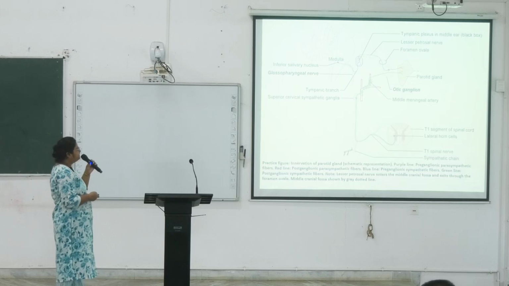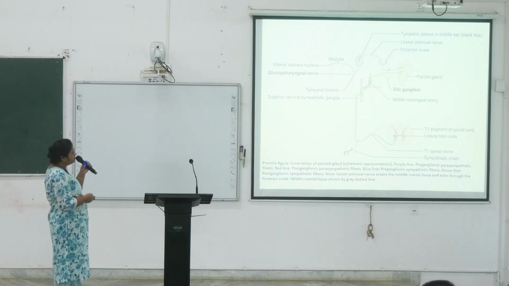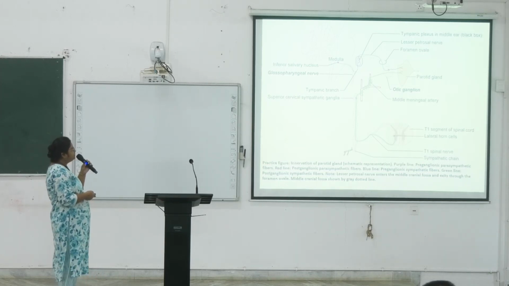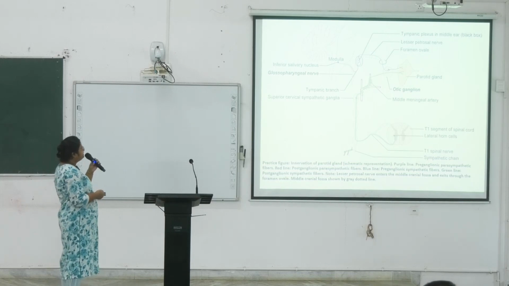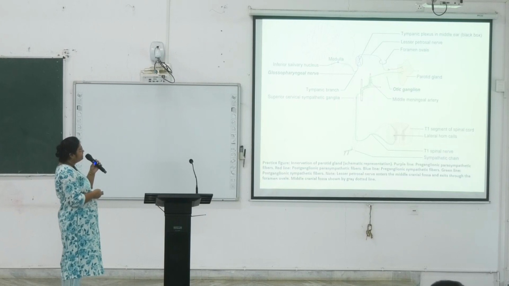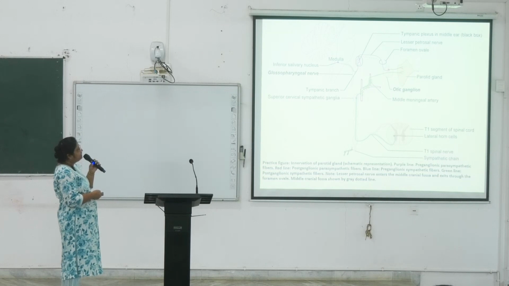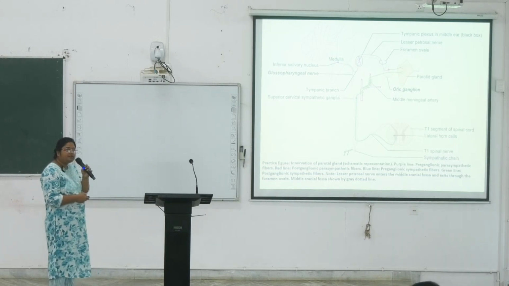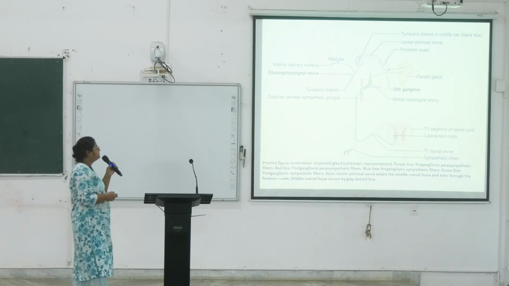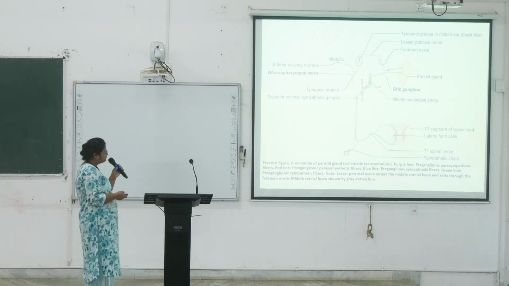And here, the sympathetic supply comes from the T1 segment of the spinal cord, passes through the spinal nerve, then relays in the superior cervical sympathetic ganglion. From here, the postganglionic neuron starts, passing through the plexus around the middle meningeal artery, then through the otic ganglion, then via the auriculotemporal nerve, and supplies the parotid gland. So this is the course of the sympathetic supply.